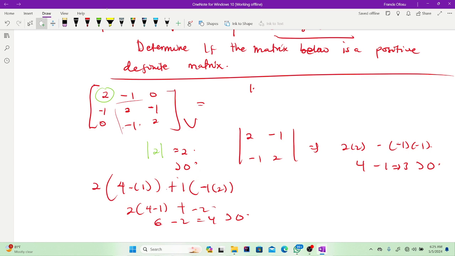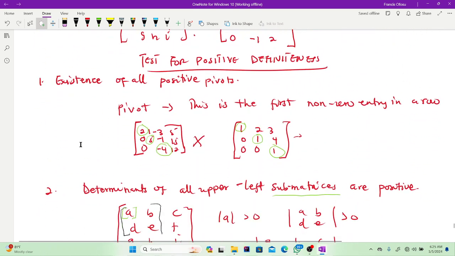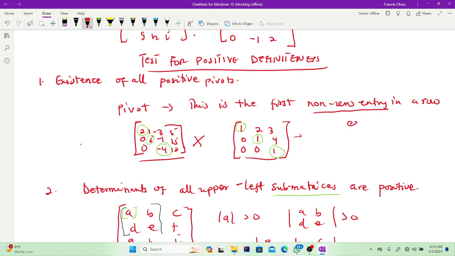Take note. Clarifying the initial pivot test, as I said, you have to first convert it to row echelon form or the upper triangular matrix. You realize that the initial examples I gave were all in the reduced form. So please take note of that. It is the first non-zero entry in the row echelon form, or reduced echelon form to be specific.